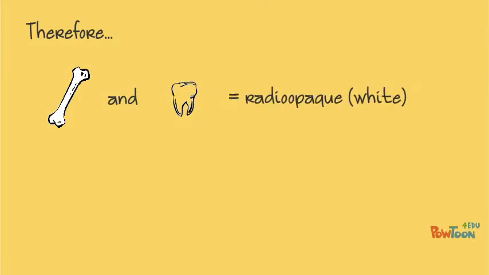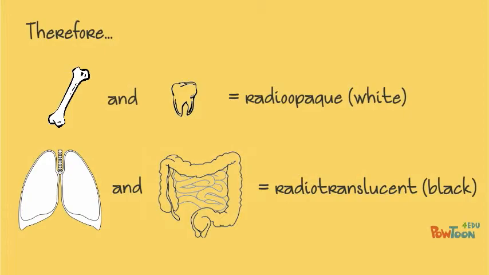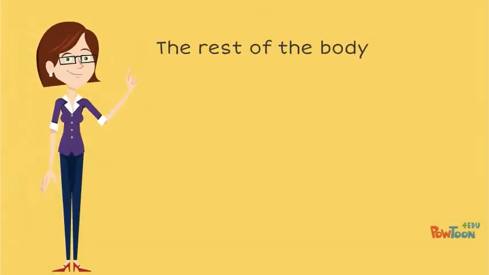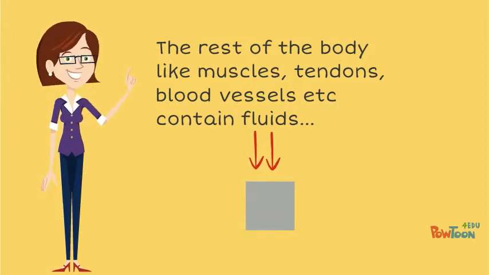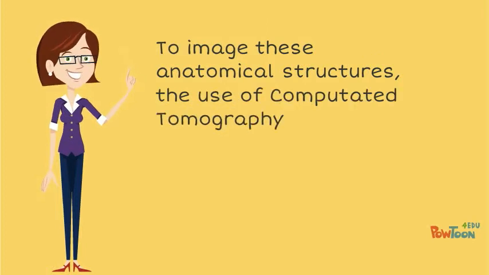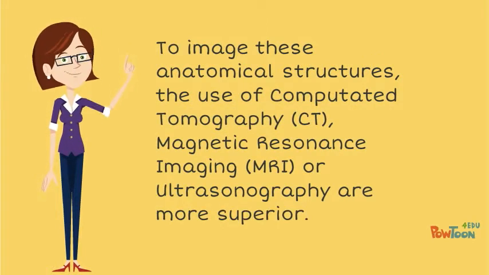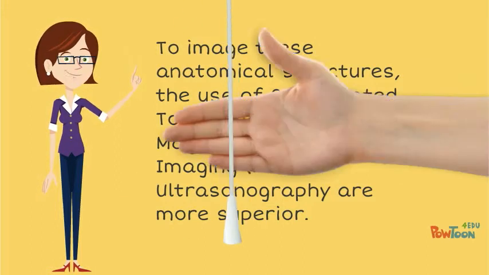They are radio-opaque. Air does not absorb radiation, so air-filled cavities such as the lungs and intestines image much darker, so they are relatively radio-translucent. Most of the rest of the body, the muscles, tendons, blood vessels, etc., contain fluids, so they image grey and consequently are not well distinguished from each other on X-ray. If it's important to image these anatomical structures, other forms of radiological imaging, such as computed tomography, known as CT, magnetic resonance imaging, known as MRI, or ultrasonography, are superior.